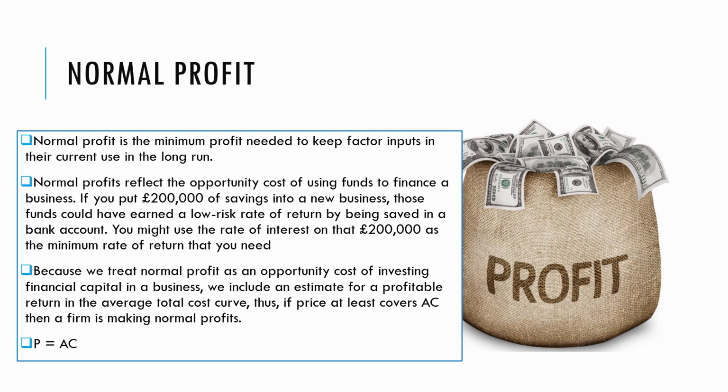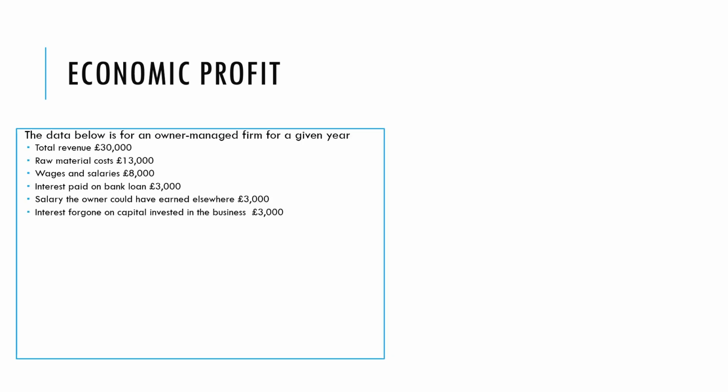So as long as price is equal to the average cost, and that average cost includes this measure of return we could have had elsewhere, then we would say normal profit is being made. Let's have a little look more at this idea of what we mean here by normal economic profit. We're really talking here about an economic profit rather than a business profit. So let's consider the data below. We have some data here.